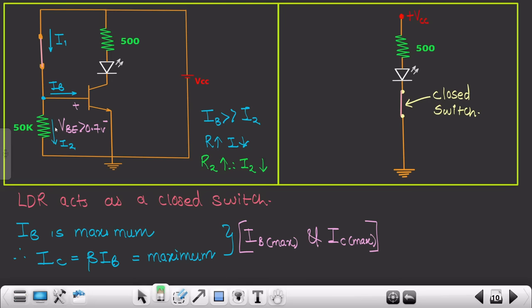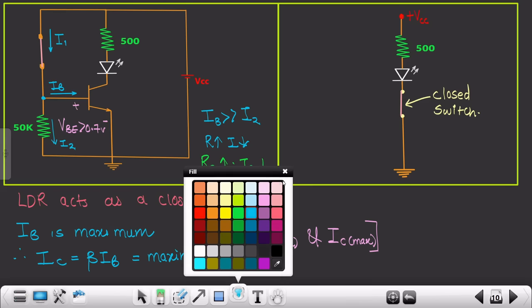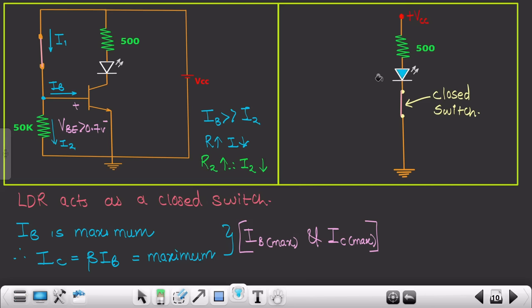That means the voltage drop across the base emitter would be greater than 0.7 volts. So therefore our BJT acts as a closed switch. See, it will glow. That means it is operating as a closed switch, and this particular LED is going to be on. It will switch on, and it will emit a certain amount of light.